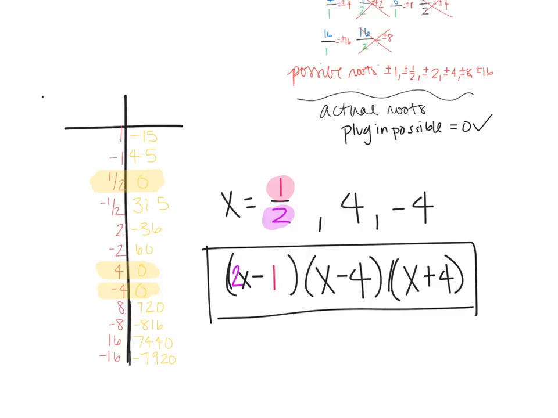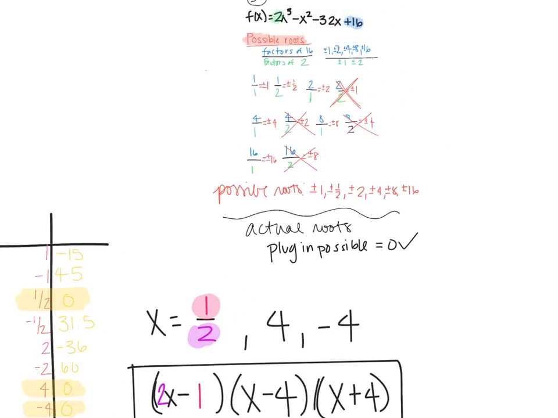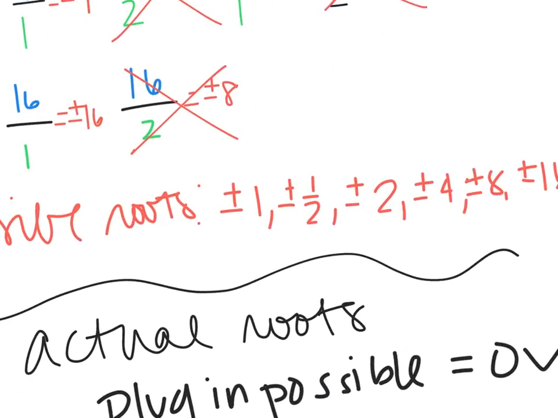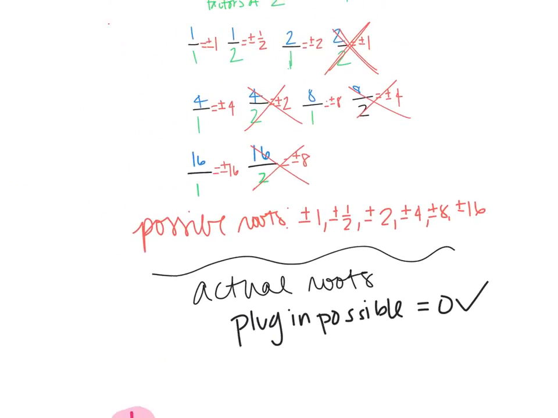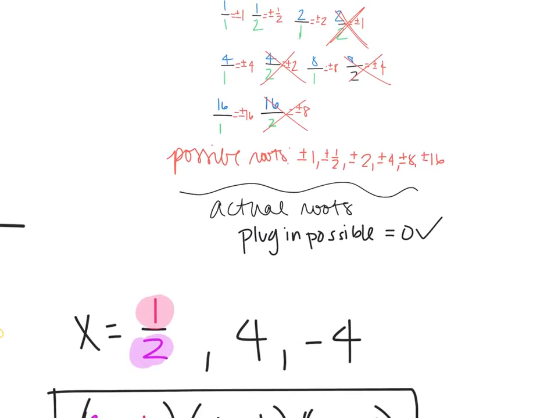But for the first 6 problems, you stop here. You stop when you get your possible roots. Okay, that's the dividing line. So getting these possible roots is the first part.